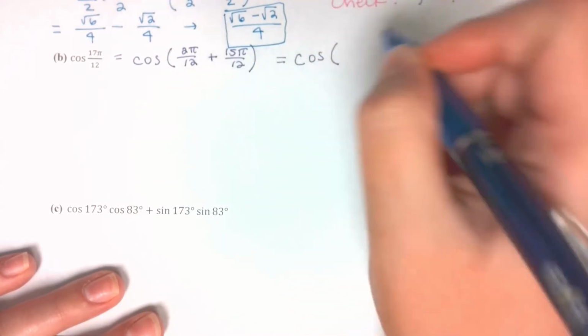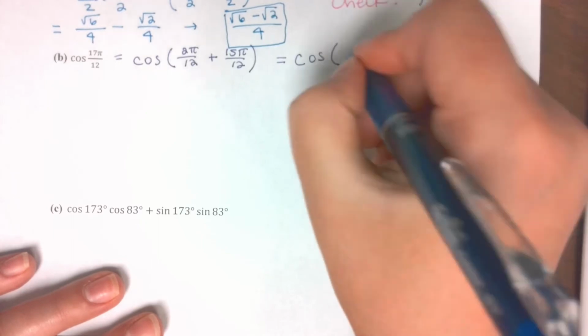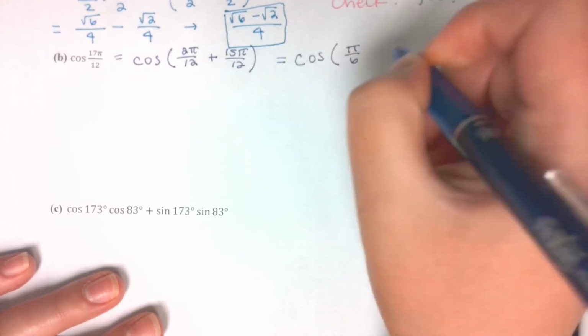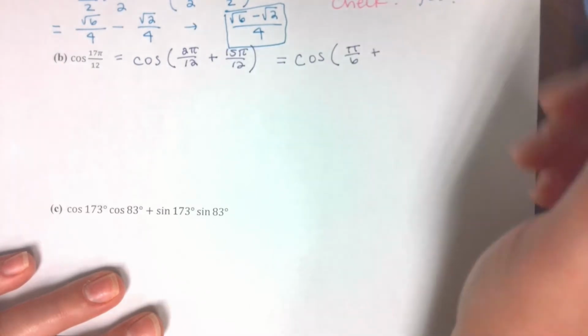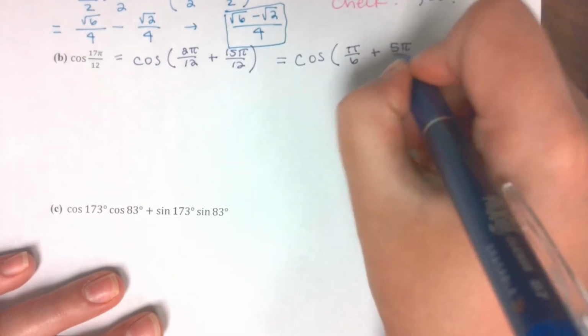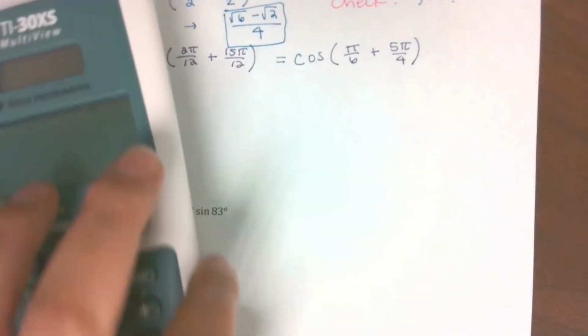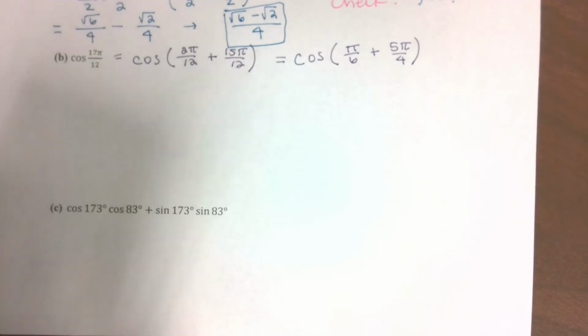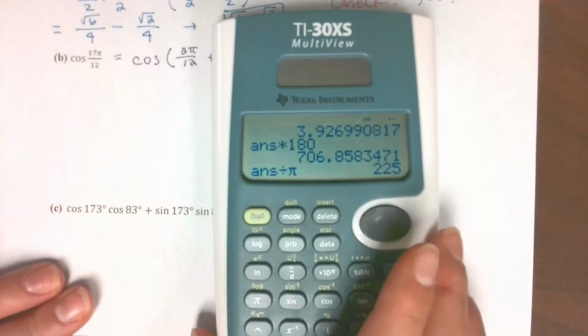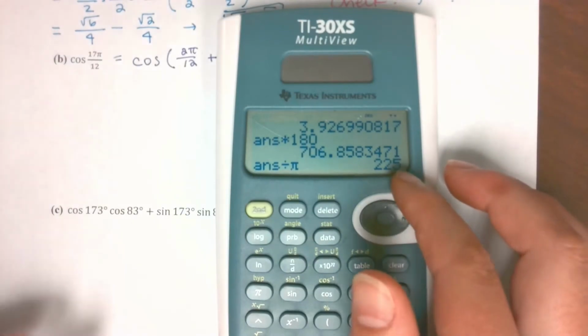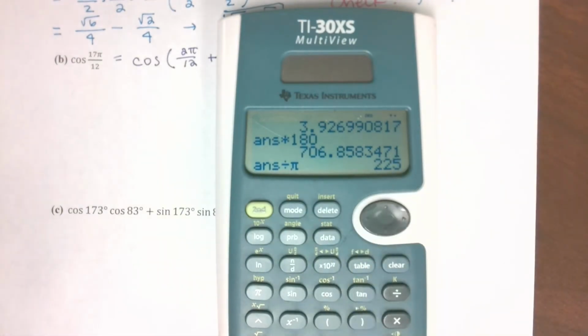Okay, so if I simplify these values, 2 pi over 12 would give me pi over 6. And if I simplify 15 pi over 12, I get 5 pi over 4. Alright, so pi over 6 is 30 degrees. Okay, 5 pi over 4 is 225 degrees. And remember, 225 degrees would put us in quadrant 3.